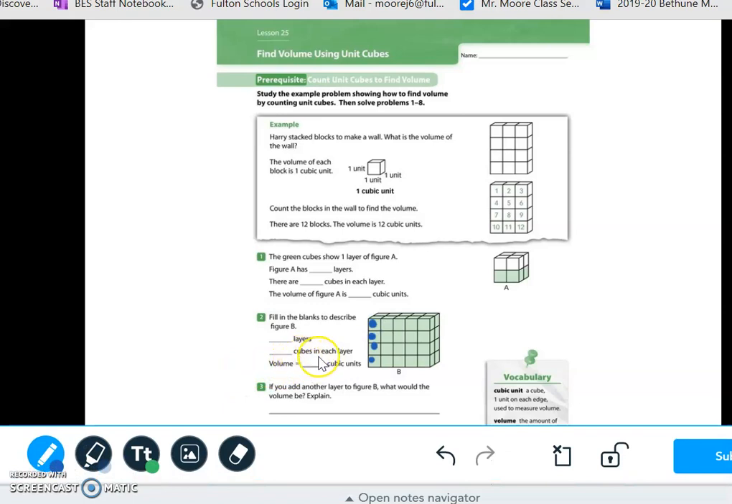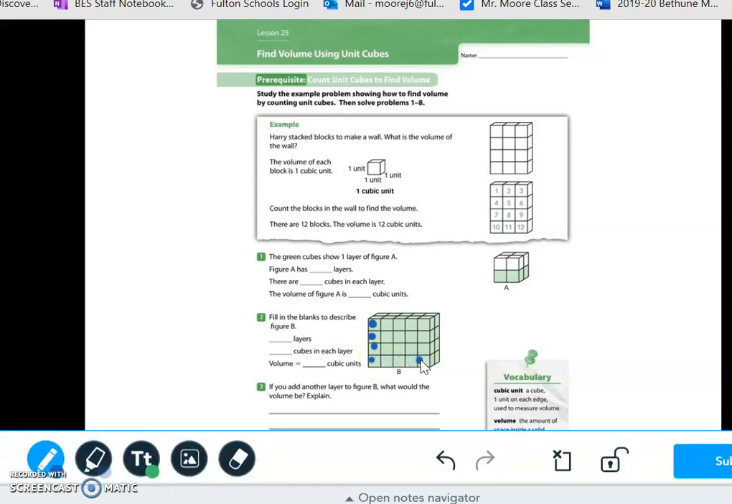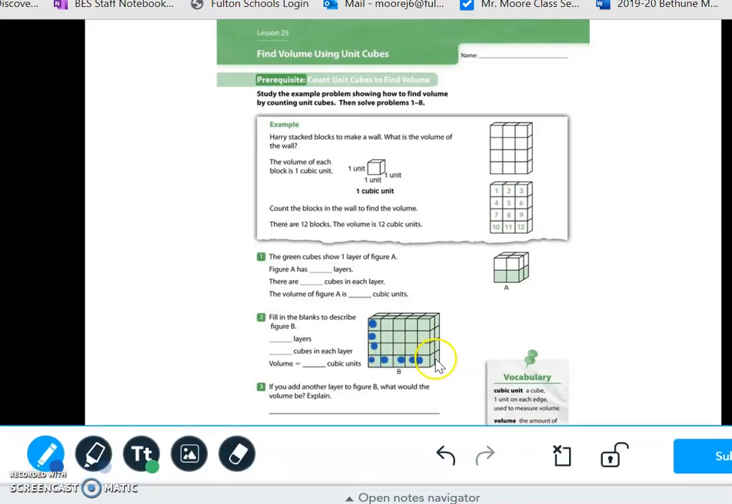It says how many cubes are in each of our layers. We got 1, 2, 3, 4, 5. So we got 5 on the front, but we see we have 2 different rows of that. So that's 5 times our 2, and we would get 10. So the number of cubes on each of our layers is 10. That's 1, 2, 3, 4, 5, but we see we got 2 rows of that. So it's going to be 5 plus 5, or 5 times 2, which is 10.